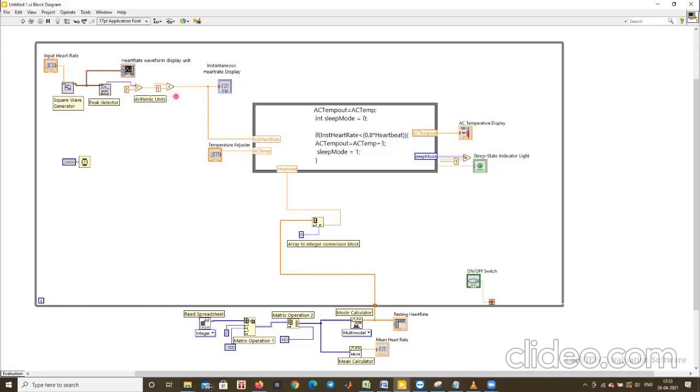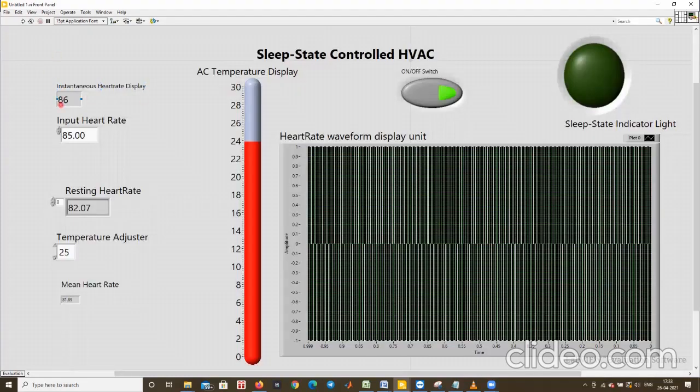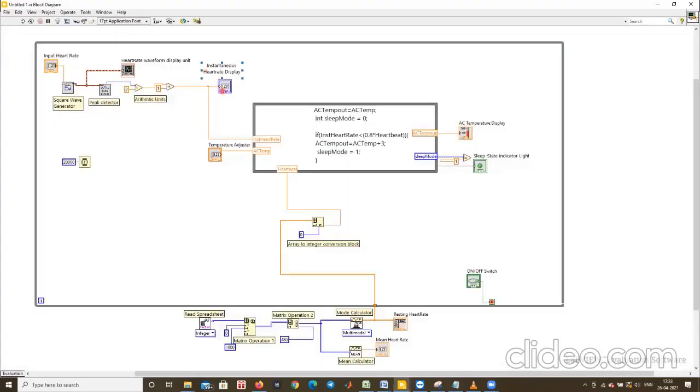There is a slight problem that happens when the heart rate is odd, and hence we add 1 to this unit, so as to get the desired heart rate. And this is the output. This integer value output is taken by the logic unit, and also by the instantaneous heart rate display, as seen in the dashboard here. So this is the value of the instantaneous heart rate display here.